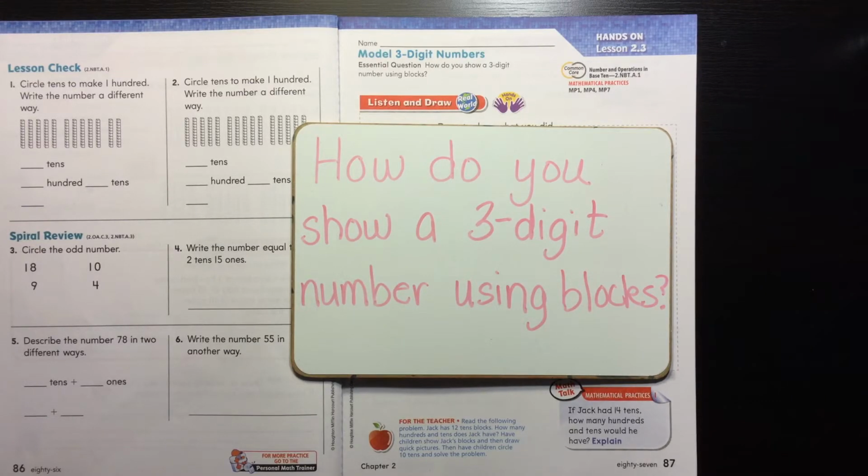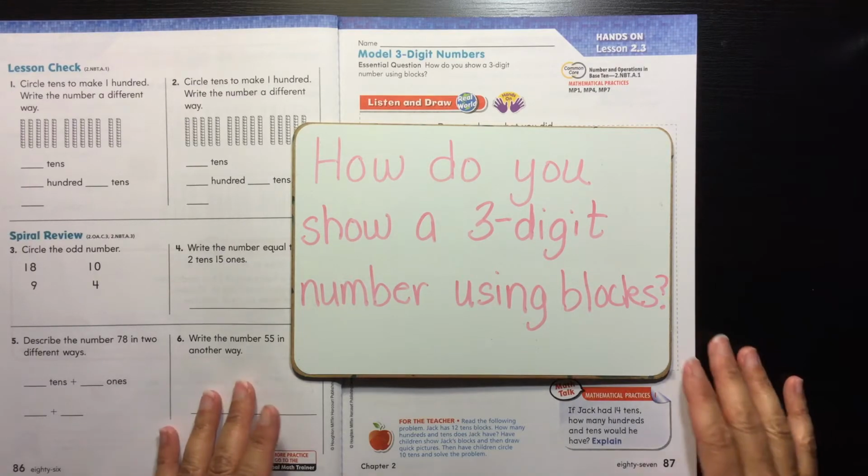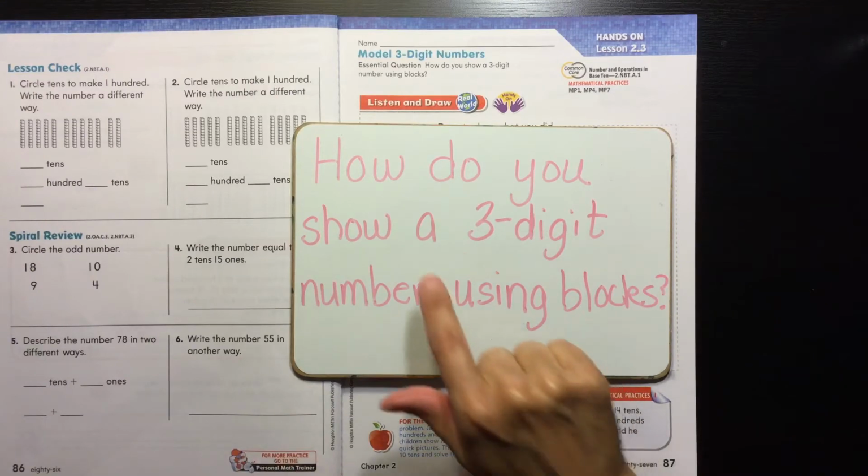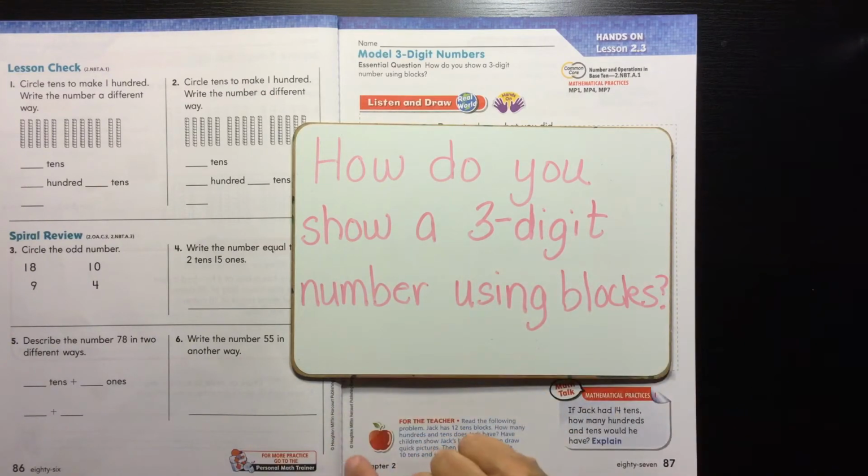In this lesson, lesson 2.3, our essential question is, repeat after me, how do you show a 3-digit number using blocks? So we are going to work on a 3-digit number. We're going to show using blocks. So the first thing I want you to do is open your workbook to page 87. Go ahead and pause the video to do that.